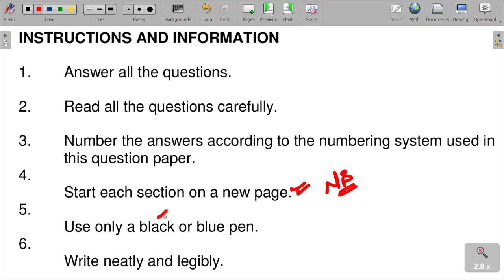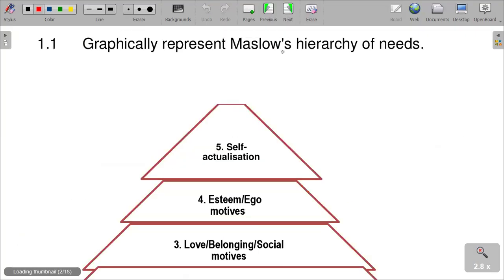I'm sure this one is quite well known, that you are mature enough. You know what you are supposed to do. And lastly, you must be writing neatly and legibly. So let's go to the question paper.